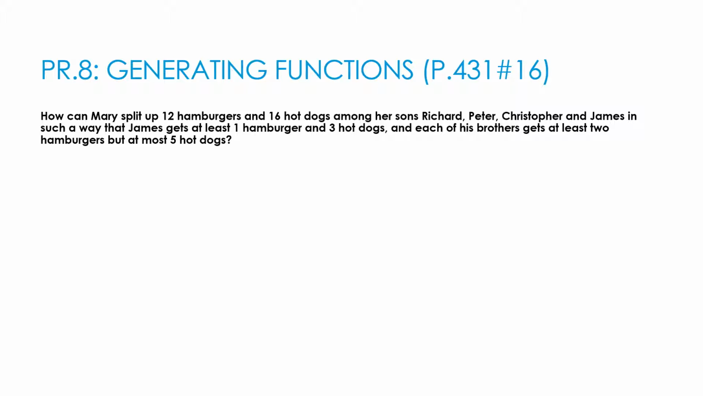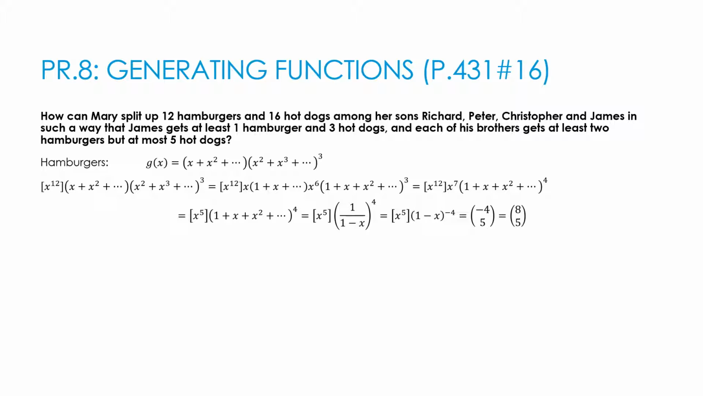So first thing I would do is start with hamburgers and say, how would I set this up? Well, I have a total of 12 hamburgers. That's going to be the coefficient that I'm looking for. But there is no end limit on hamburgers because of the 4 sons. We know James gets at least 1 hamburger, but we don't care how many he eats as long as it's at least 1, and each brother gets at least 2 hamburgers. So I don't need to worry about an end point.